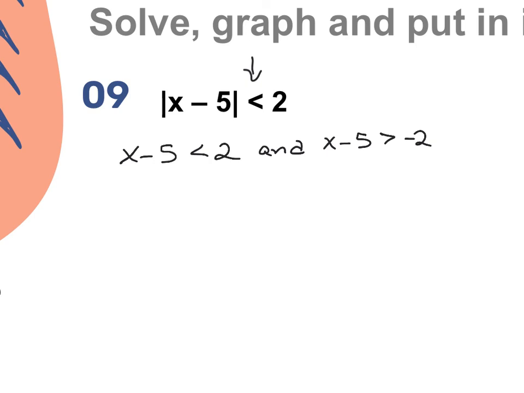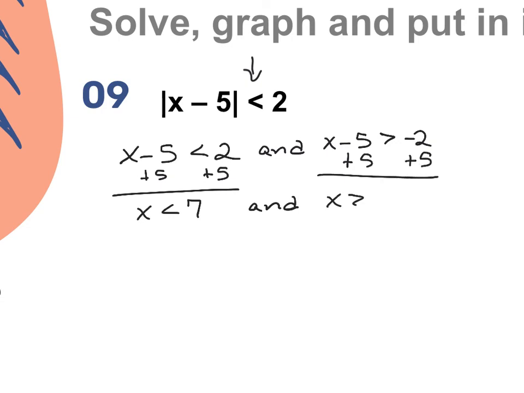And now I solve them individually. Add 5. X is less than 7. And then I'll do this one. X is greater than 3. Remember, when you put them on the number line, you're going to go ahead and put them from least to greatest.